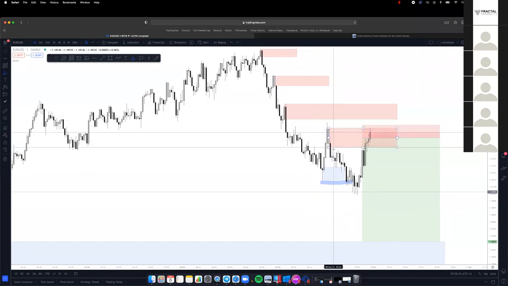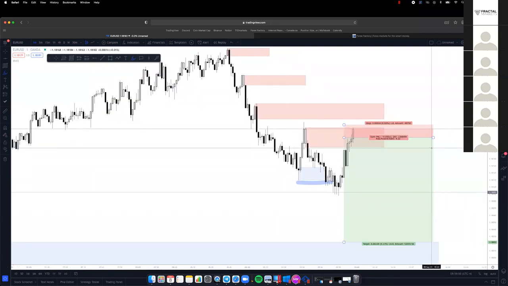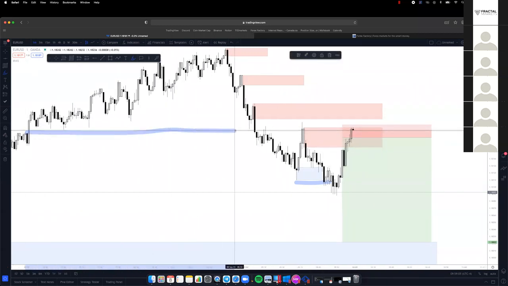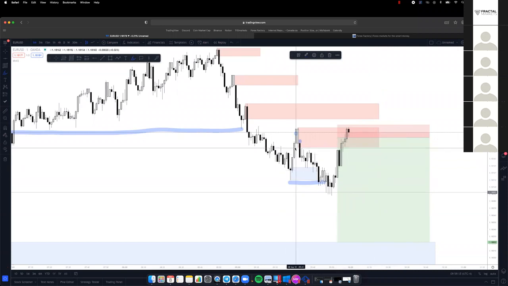The only thing I don't like about this is that this was partially mitigated, right? Personally, this was the original demand to supply flip, right? At this level. Because this is already partially mitigated, I see this as liquidity. Doesn't mean it's going to happen that way, but I don't necessarily like taking trades like that.